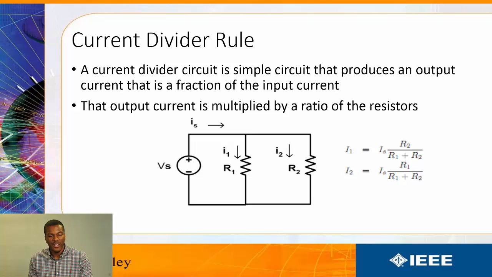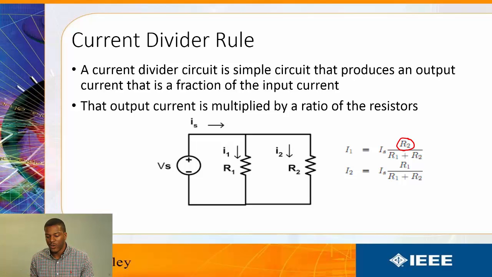In a similar way, we can also define the current by a ratio of resistors times the input current. This rule is called the current divider rule. A current divider circuit is a simple circuit that produces an output current that is a fraction of the input current. The difference between the current divider rule and the voltage divider rule is the resistor that's on the numerator.